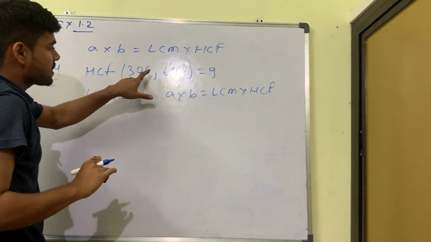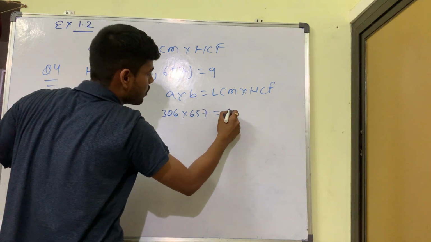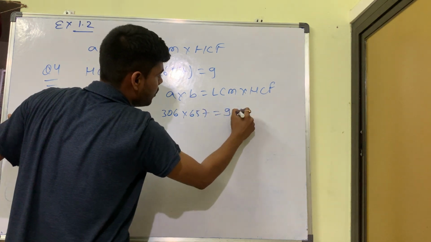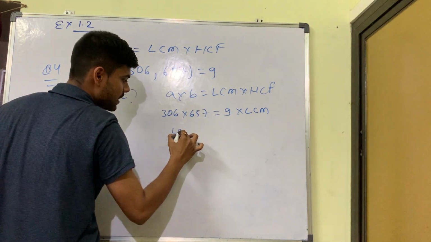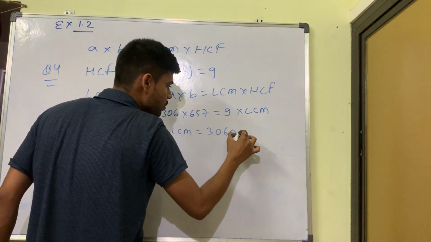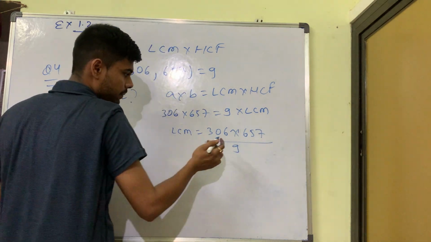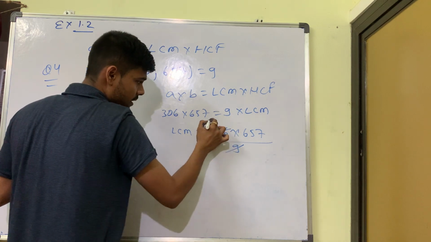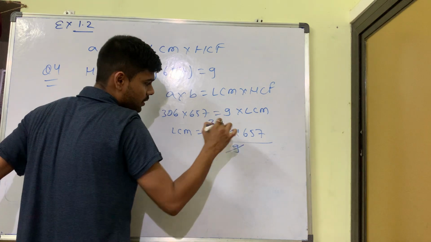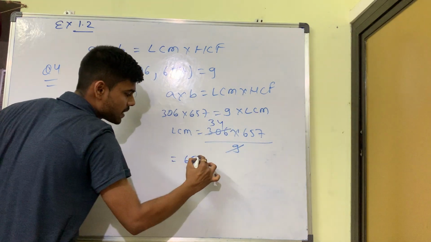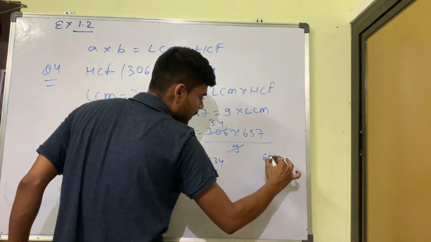So A is what? First number, second number. So 306 into 657 is equal to 9, the HCF, into LCM. So 9 will come down. So LCM is equal to 306 into 657 upon 9. So if you want to divide it, 9 3 is 27. Next 3 carry 3, 6 36, 9 4 is 34. So 657 into 34. You multiply, you will get the answer. So if you say, sir, multiply it, then see, I will multiply.